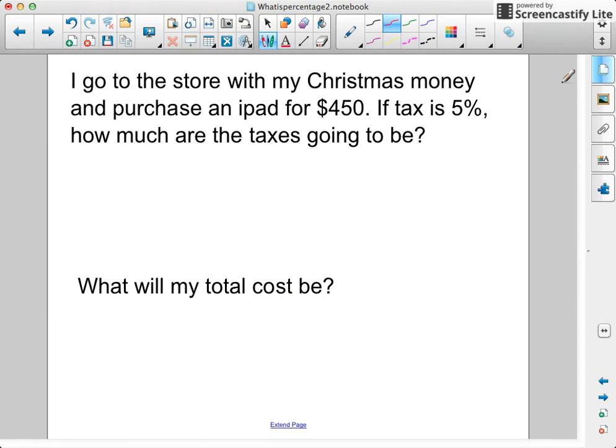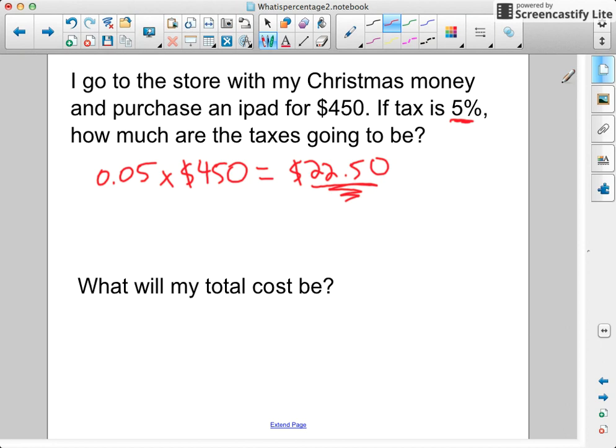Let's say I go to the store with my Christmas money and purchase an iPad for $450. If tax is 5%, how much are the taxes going to be? So I'm going to take my percent, 5%, change it to a decimal by dividing by 100 or moving the decimal. I'd get 0.05. Times that by the total of $450. It doesn't matter if you times the percentage or the amount first. You will get $22.50 is my tax. So that's how much extra.